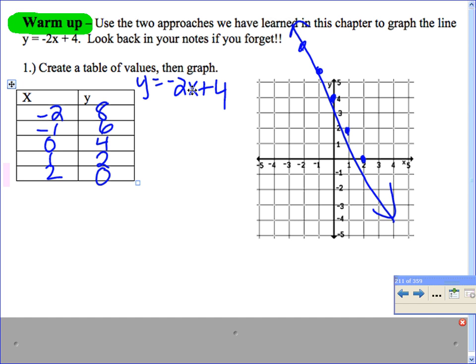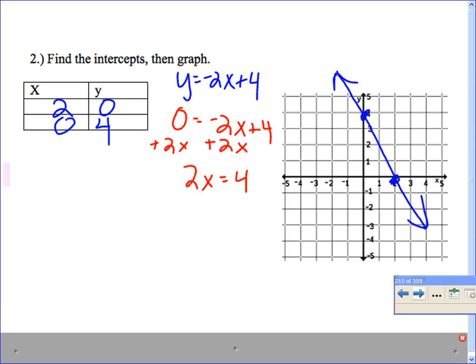Okay, second warm-up. Emma H., can you tell us the X and Y intercept? Yep. Good. So just a summary again of how we've already learned to graph. X-intercept is 2, 0. Y-intercept is 0, 4. Graph them. Again, it's a negative linear function, so it's going down from left to right. Questions on 1 or 2 on the warm-up? No? Okay. Let's move to page 17.